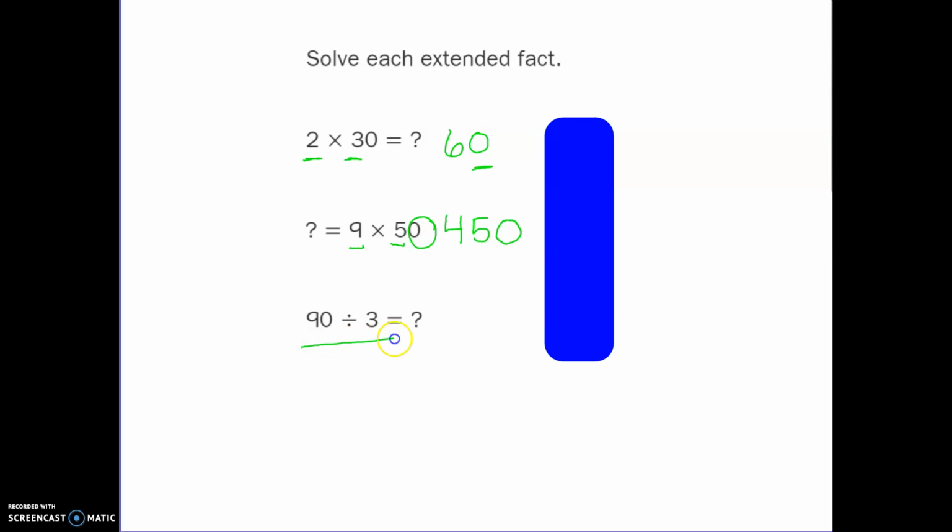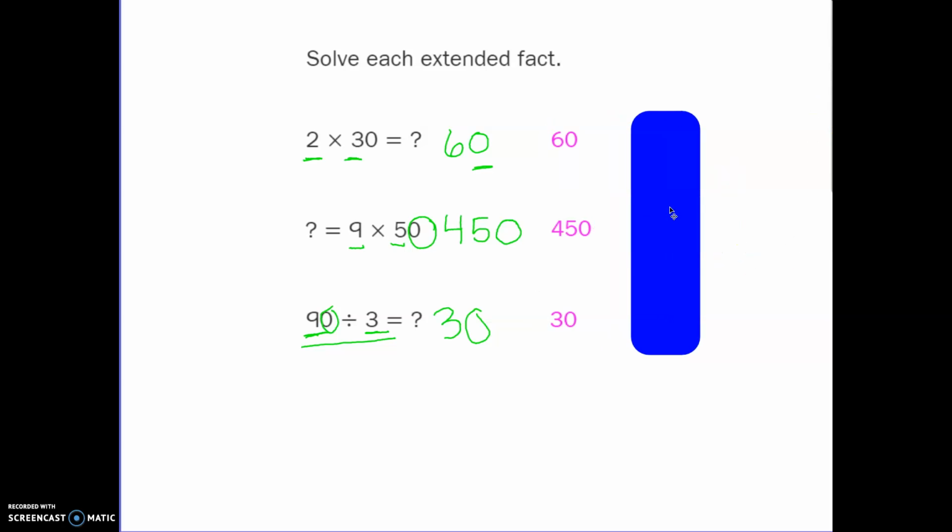Now I have 90 divided by 3. Now this is something that we certainly could do a when in doubt, draw it out. Or if I think of this as my basic fact, 9 divided by 3, that's going to be 3, but it's 90 divided by 3. So I need to follow up with that 0, and my answer is 30. So 60, 450, and 30.